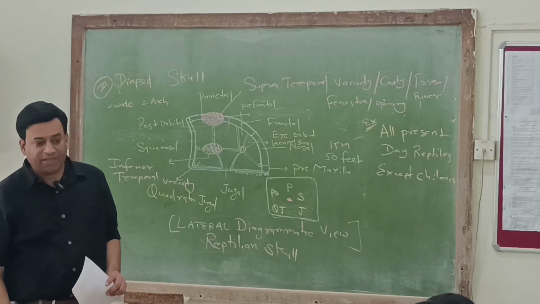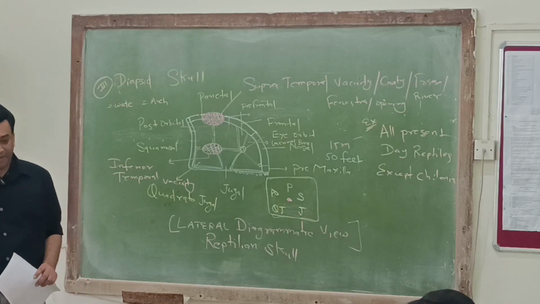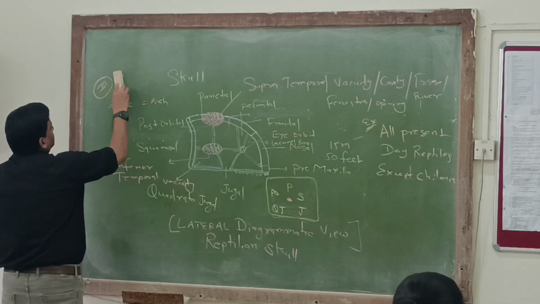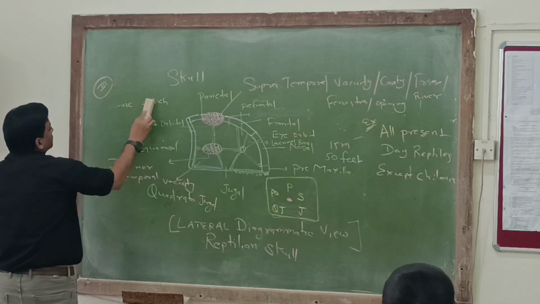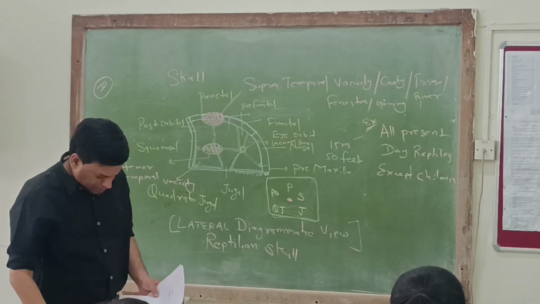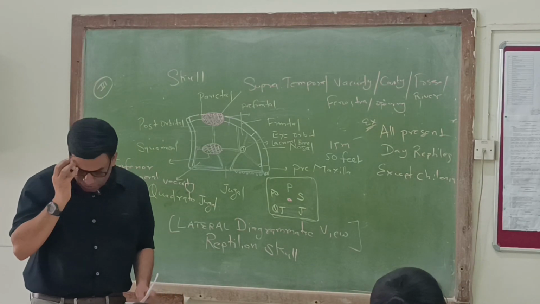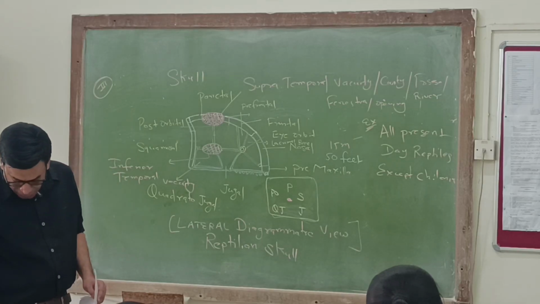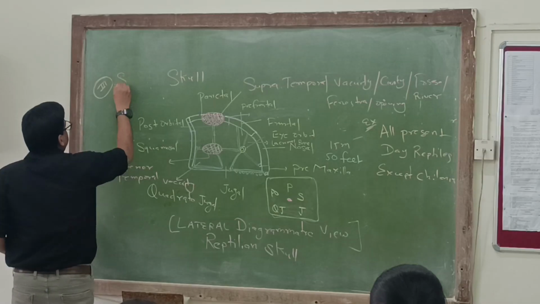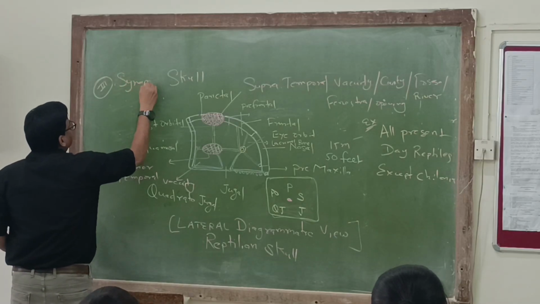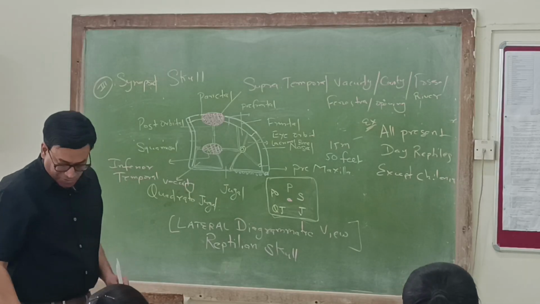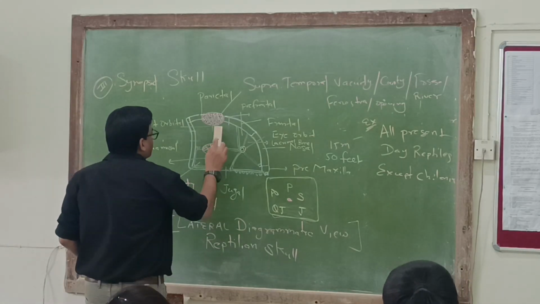Then we are left with just one last category, and that category is called the synapsid skull. Di means two and apsid means arch. Synapsid means joint arch. So they have a single joint arch. So write down synapsid skull. Now there will be no more this supratemporal vacuity.